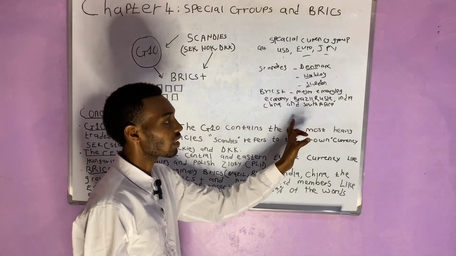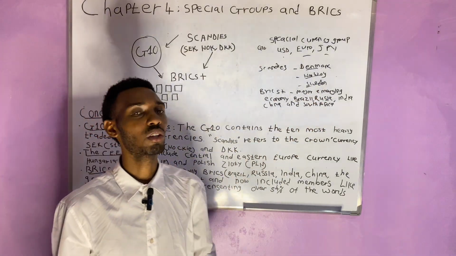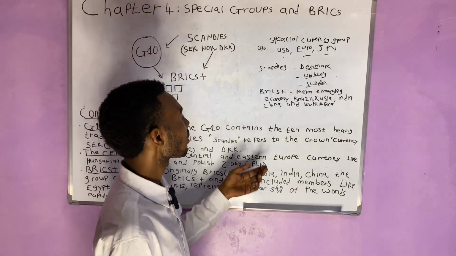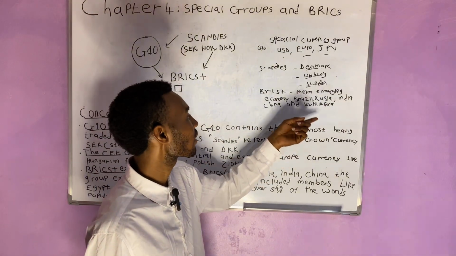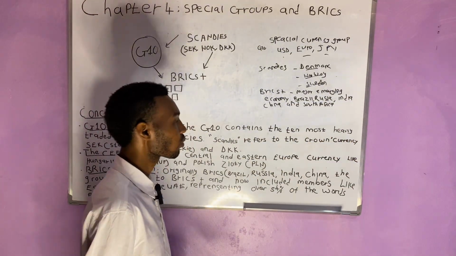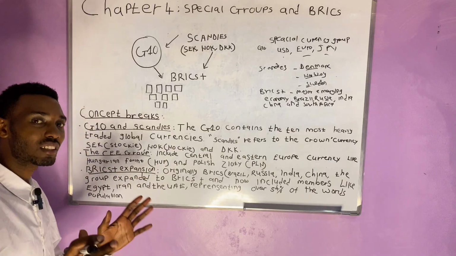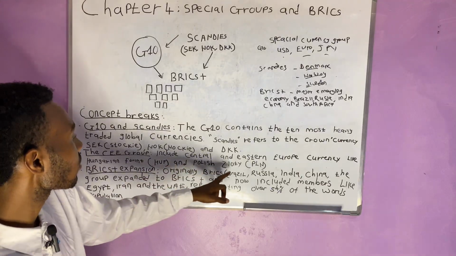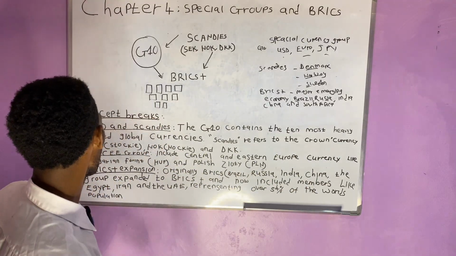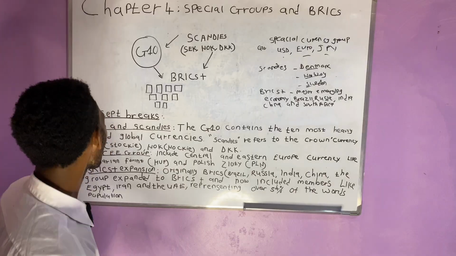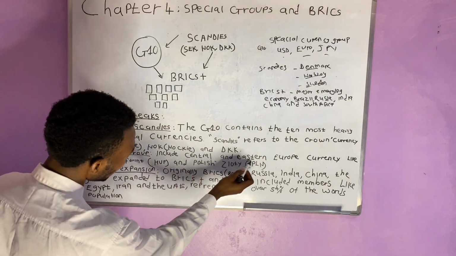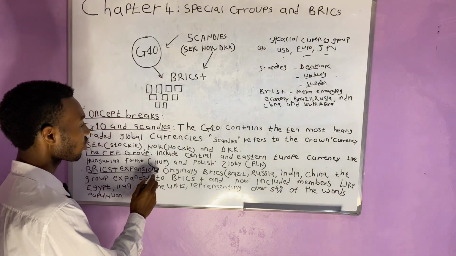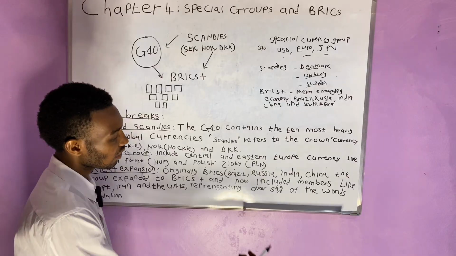BRICS, the major emerging economies. Those are the countries that are emerging in terms of population and so on. Now you see China, South Africa, Brazil, Russia, India. Those are the BRICS plus the countries that are emerging, major emerging countries. The CE group, this is Central and Eastern Europe currency, such as the Hungarian forint. The CE group includes the Central Eastern Europe currencies. This is the currency nickname for Hungarian, that is HUF, and the Polish zloty, the PLN.